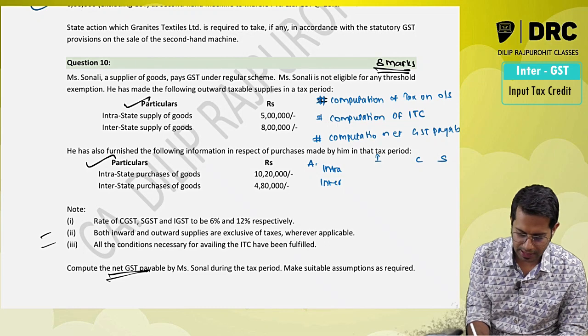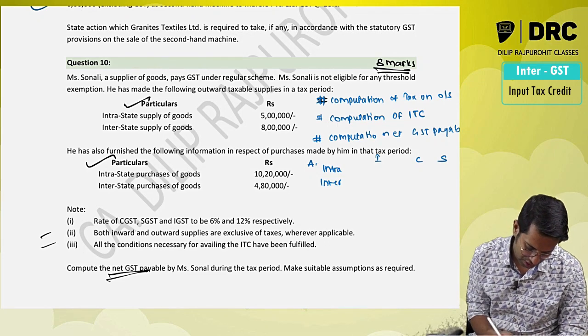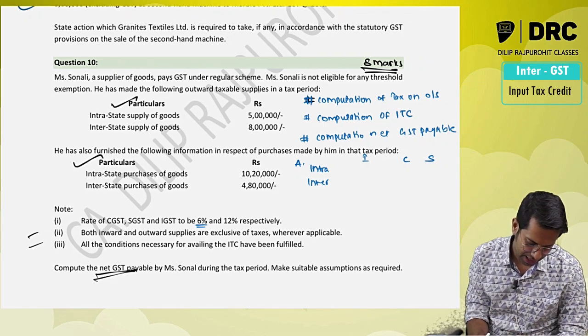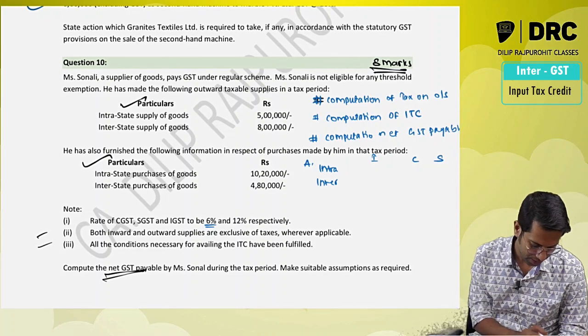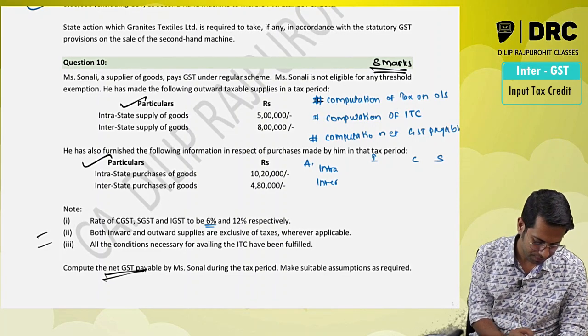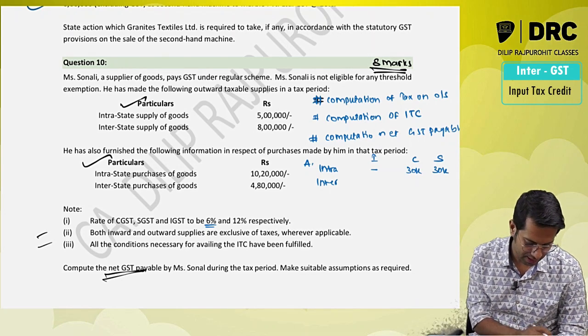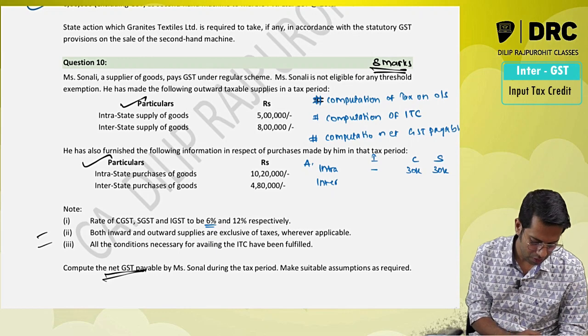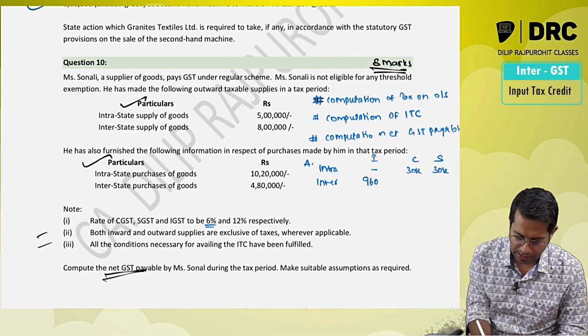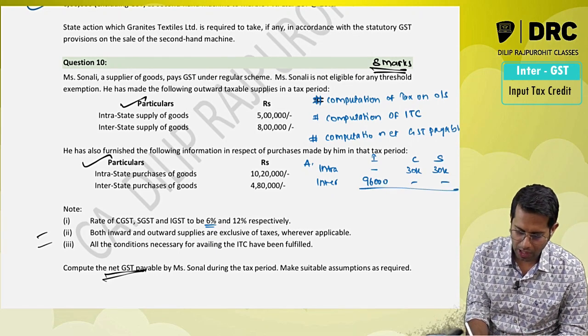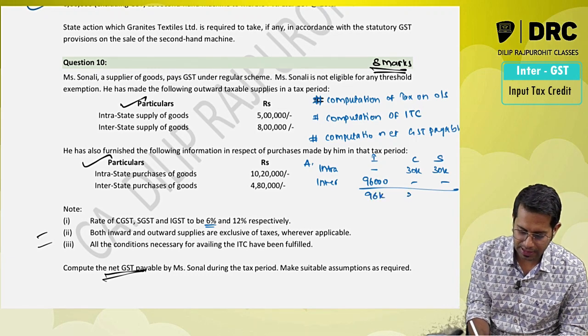IGST, CGST, SGST. 5 lakhs, what is the GST rate? 5 lakhs intrastate supply at 6% each, so 30,000 CGST, 30,000 SGST, IGST nothing will come. And 8 lakh into 12%, 96,000 is the IGST over here. So my output tax liability is 96,000, 30,000 and 30,000.